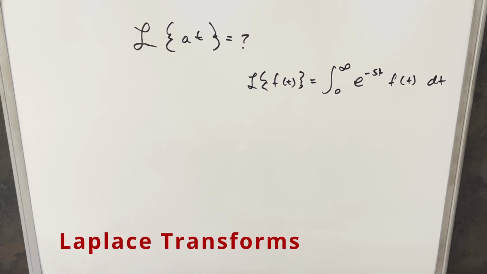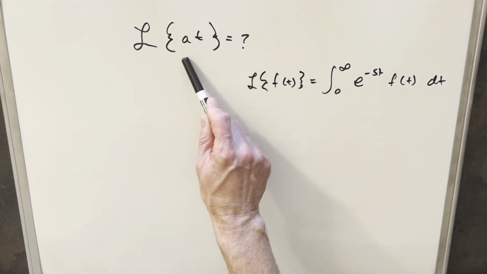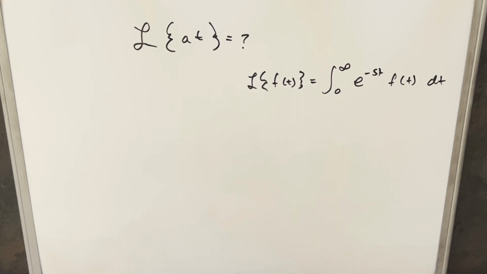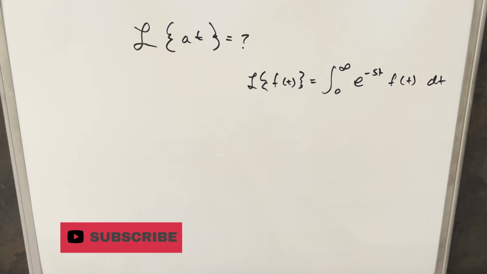Okay, continuing on with our playlist on Laplace transforms, we're asked to find the Laplace transform of a times t, where in this case a is going to be some constant value. Over here to the right, we've got our definition of the Laplace transform, and I'm just going to use this in order to try to find our solution for the Laplace of at.